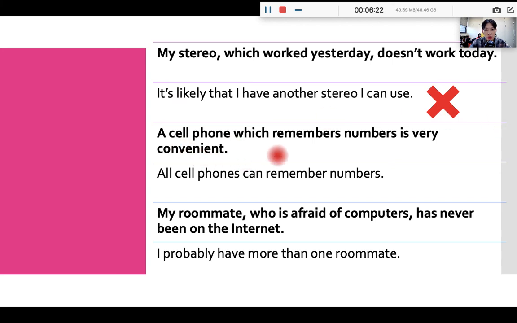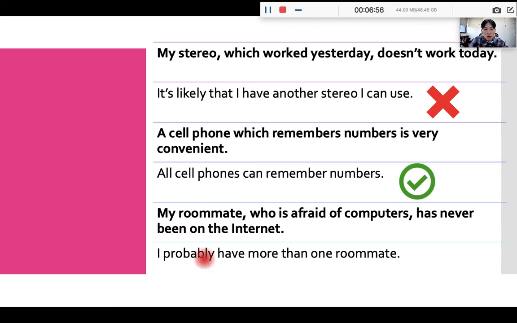A cell phone which remembers numbers is very convenient. So all cell phones can remember numbers. So how do we decide whether this sentence is right? You take a look at what type of relative clause it is. So no commas. So this is a defining relative clause. So there are different kinds of cell phones. We're talking about the ones that can remember numbers. So yes, all cell phones can remember numbers.